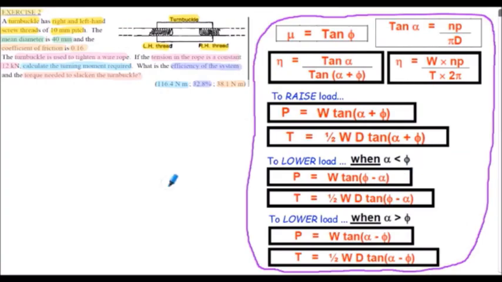Again, if it helps, here's the full listing of equations. We have to calculate the torque required to tension the rope, the efficiency of the system, whichever formula you're required to use, and the torque required to slacken the turnbuckle. I'd encourage you to stop the presentation and attempt exercise 2, but the full worked solution is shown on the following slides.